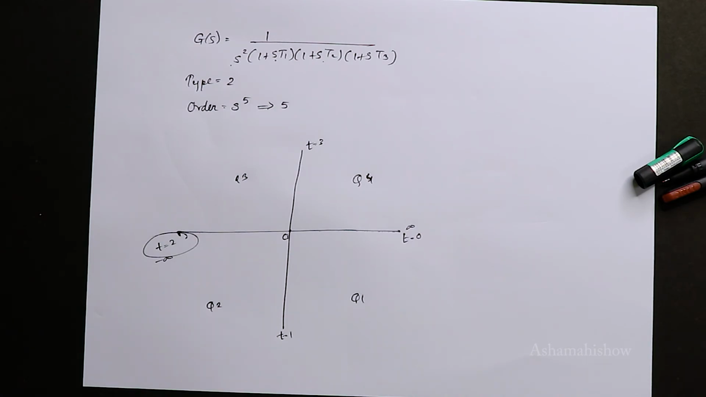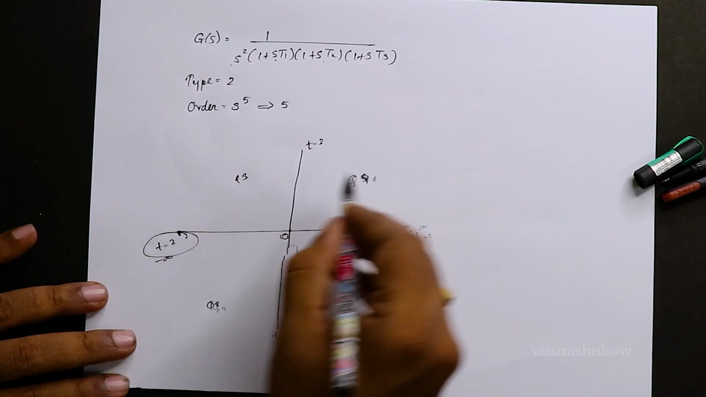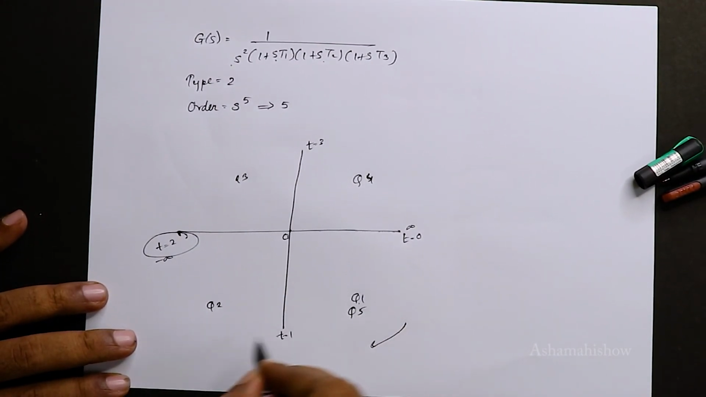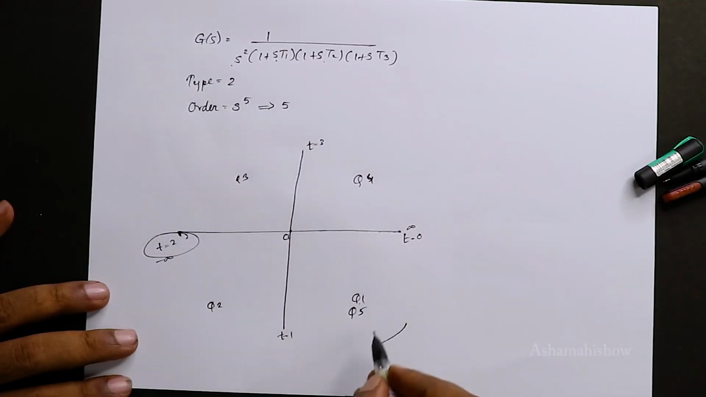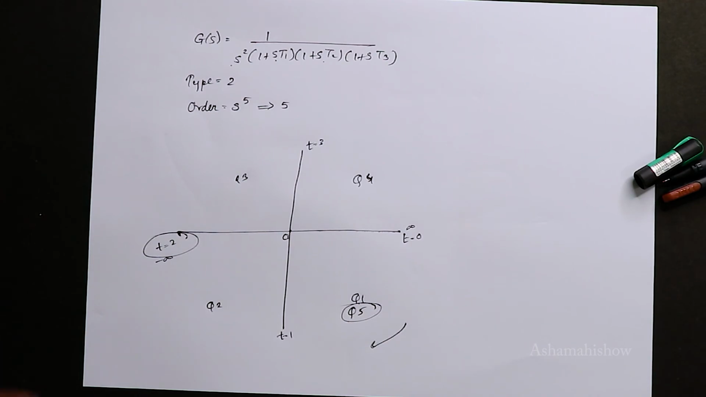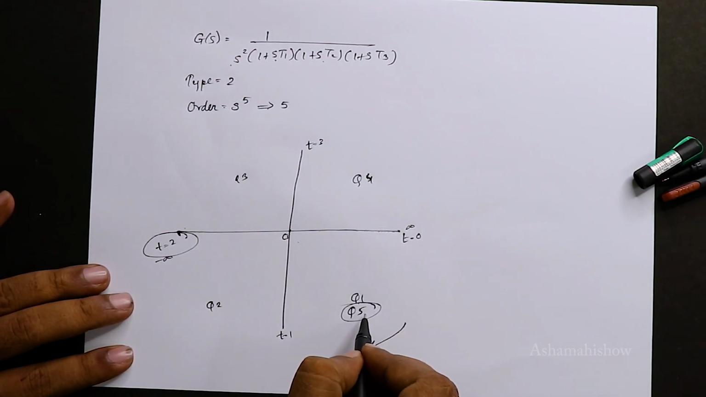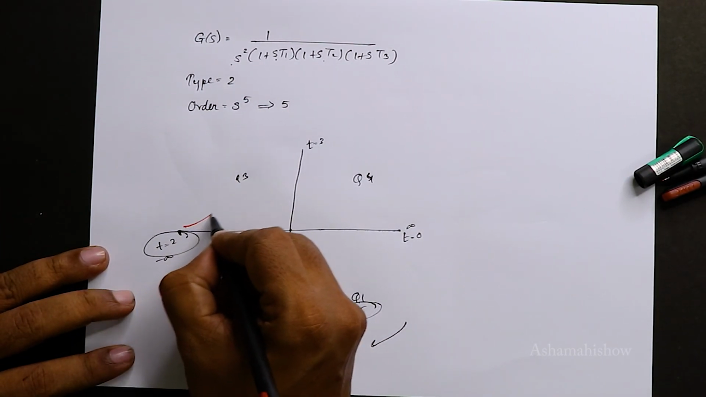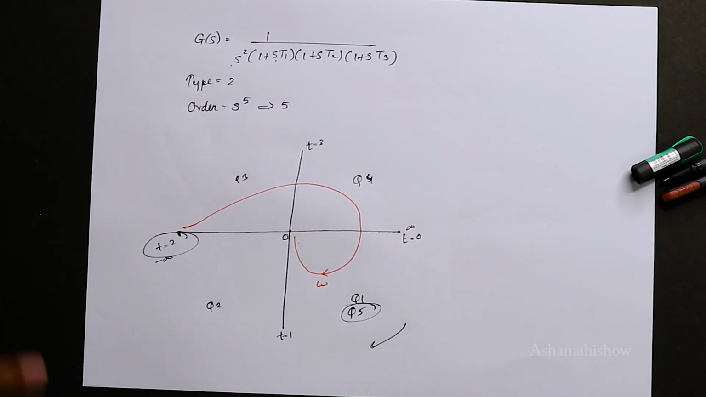So quadrant 5, where is quadrant 5? Don't panic. When you're taking a clockwise direction, this is Q1, Q2, Q3, Q4, and obviously this becomes Q5, Q6, Q7, Q8. So the quadrants will be continuing. So this is Q5, and Q5 is your Q1. So your graph will start at type 2 and reach 0 at quadrant 5, that is quadrant 1. So it travels in this way and comes back to here and reaches your omega. So this is how you will be seeing several polar plots.